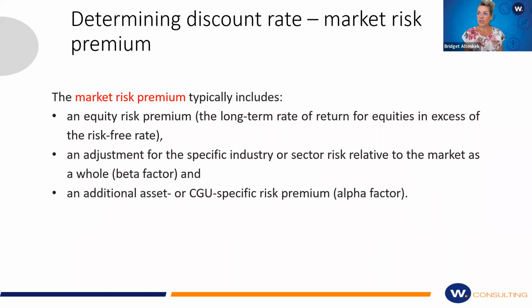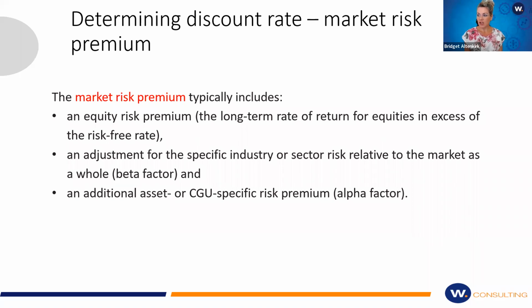So once you've determined that risk-free rate, it says that there then needs to be adjustments made to it for your market risk premium. And what does that typically then take into account? So you would adjust for what is known as the equity risk premium. That's the long-term rate of return for equities in excess of that risk-free rate. In other words, in excess of that government rate.